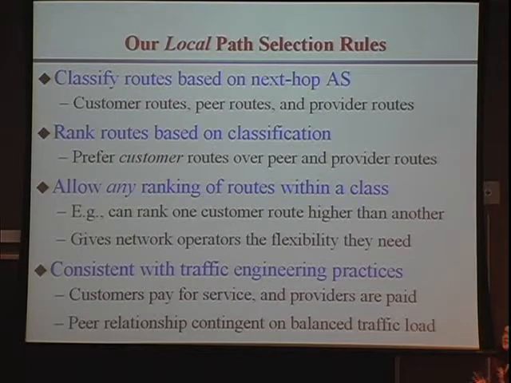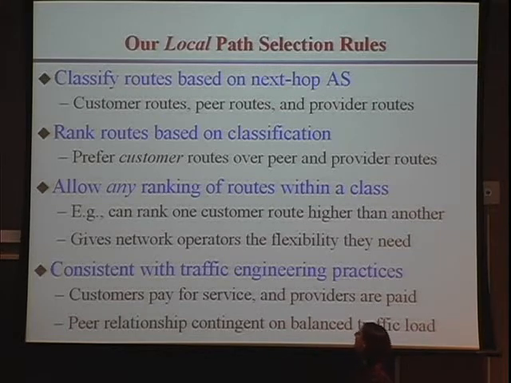Okay, and then the third assumption I want to make is about the ranking of paths. If I learn more than one path to the same destination, which one do I pick? What I want to do is classify these paths in terms of who I learned them from. Who is my immediate neighbor? Did I learn it from one of my own customers? Did I learn it from one of my peers? Or did I learn it from one of my providers?